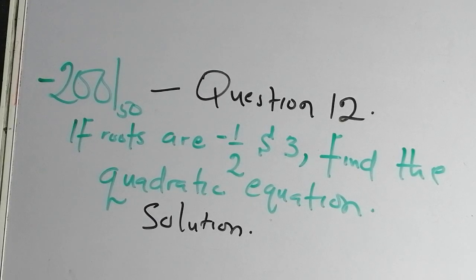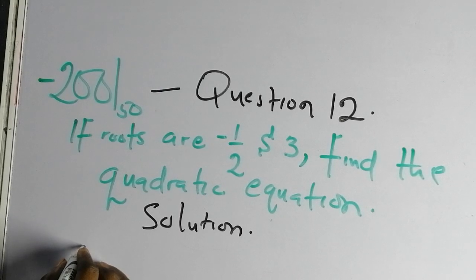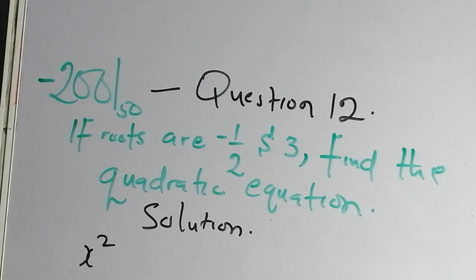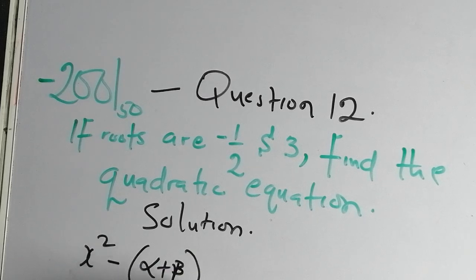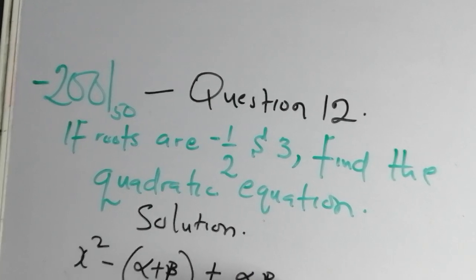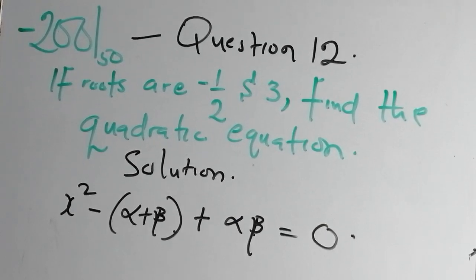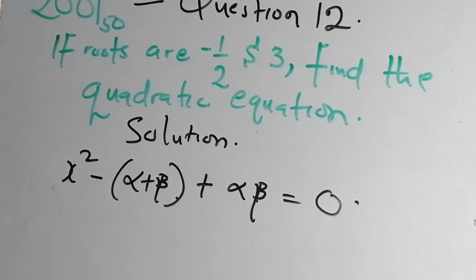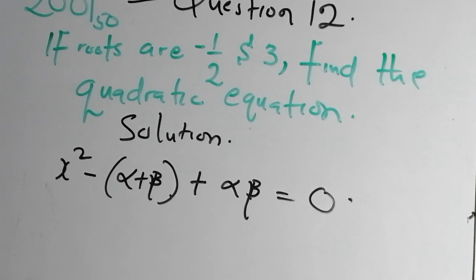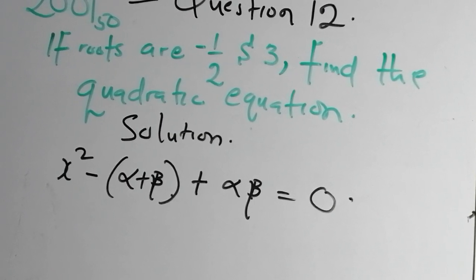So I said you can have, this is the same thing as the general quadratic equation for the roots: x squared minus (alpha plus beta) x plus alpha beta equals 0. Don't forget, in that particular general equation I deduced, I told them that we have a formula for alpha plus beta. We also have a formula for alpha beta.